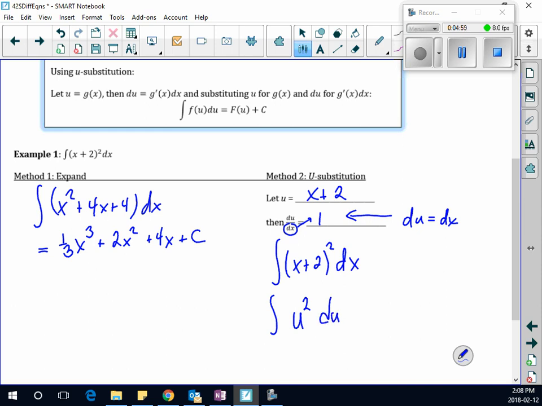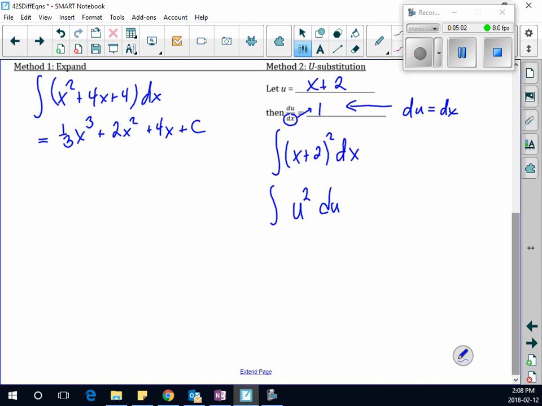So what's the integral of u squared with respect to u? Sorry, I don't need an integral anymore. 1/3 u to the power 3 plus c. But of course, the question didn't actually say that. The question said the integral with x's. So you have to replace the u with the x plus 2. So this is 1/3 (x plus 2) to the power 3 plus c.